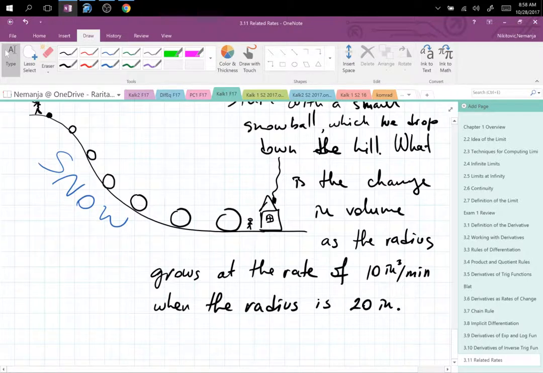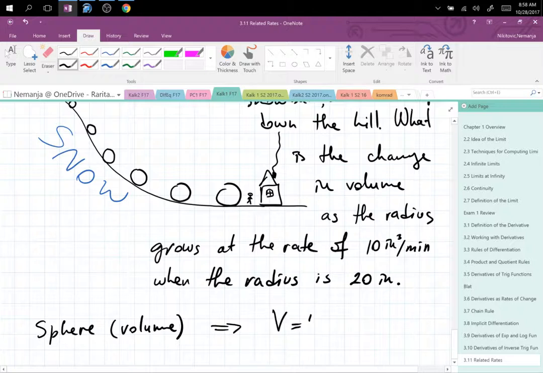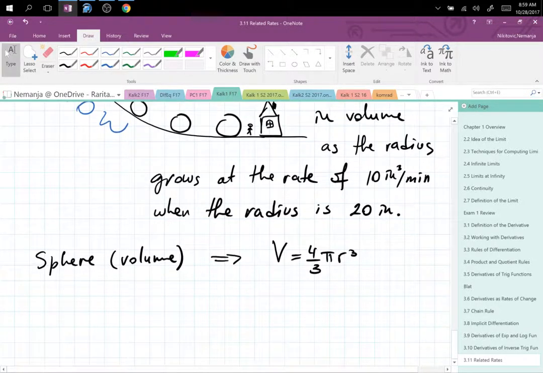The way you do all of these problems is you look at the geometry of the problem first. We are dealing with a sphere, so the concepts we are dealing with are sphere and volume. That immediately triggers the formula 4/3 pi r cubed. It doesn't matter which order you put it in, but it's the standard. And now we are looking for the rate of change of volume in time.